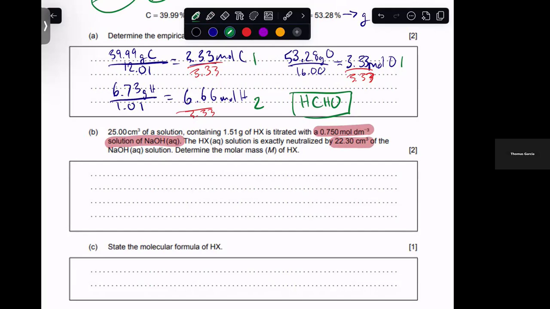From my volume and molarity, I have 0.750 times my volume of 0.02230, and I get 0.0167 mole NaOH used. Cool. So I know how much mole of NaOH was used.